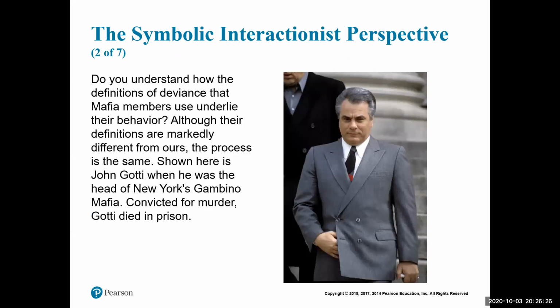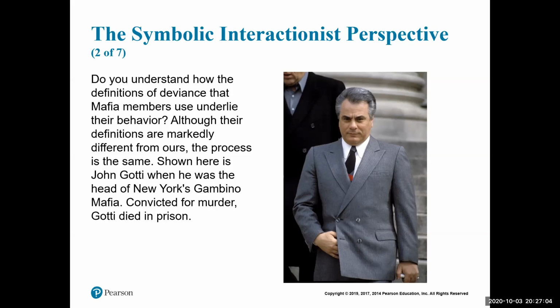However, when we're looking at it from a symbolic interactionist perspective, if I ask you, do you understand the definitions of deviance that mafia members use to underline their behaviors? If you say mafia, you automatically know what they're all about. We all know they're all about deviance. If I mention cartel, same thing. They have their own beat of a drum that they march to. They make their own rules. They make their own laws. They don't abide by the normal laws within the state or the county or wherever they're in.